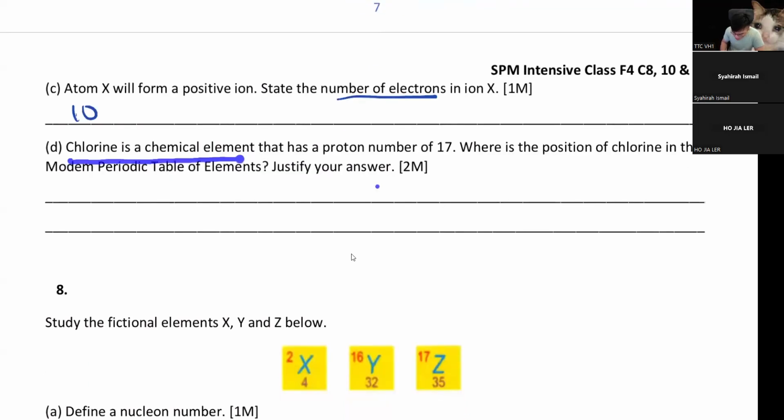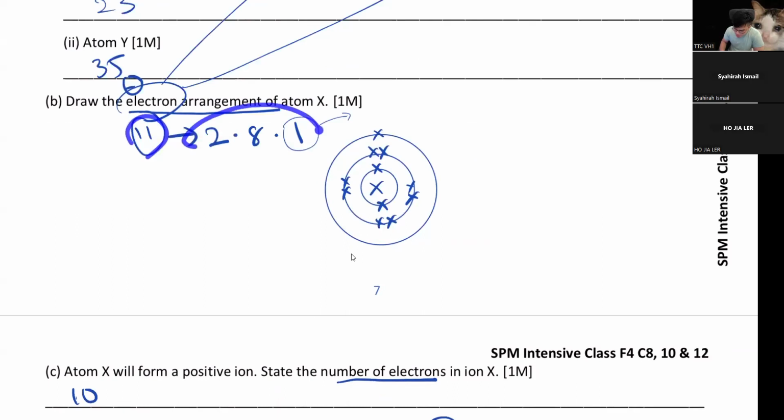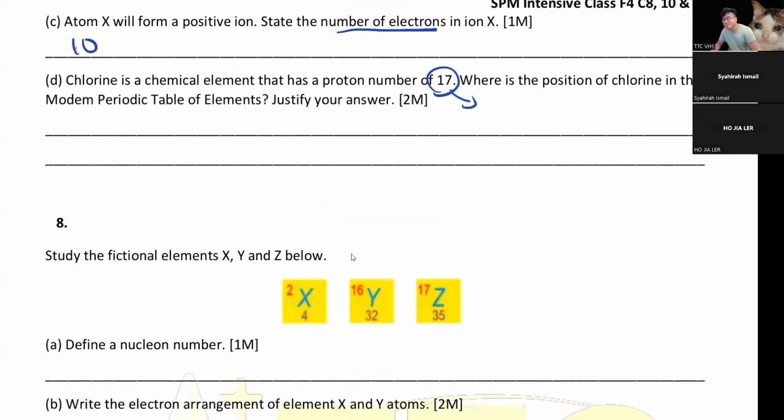Okay, D. Chlorine is a chemical element that has a proton number of 17. Where is the position of chlorine in the modern periodic table? Okay, guys, how do we arrange 17? Just now 11 is 2.8.1. Now 17 is how? What about 17? Guys, easy question. 2.8.7. Good.